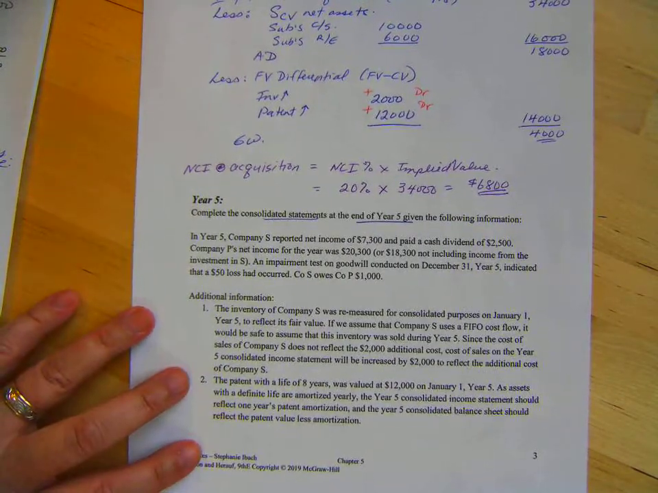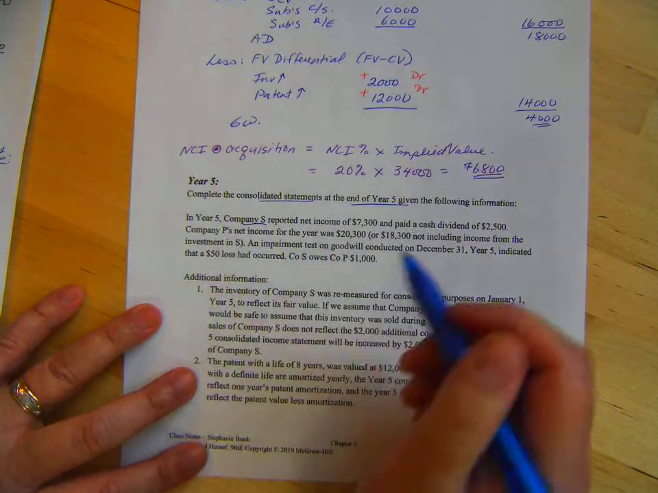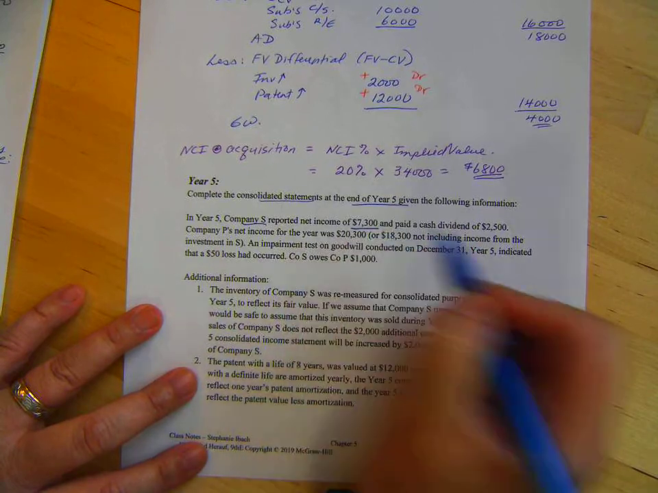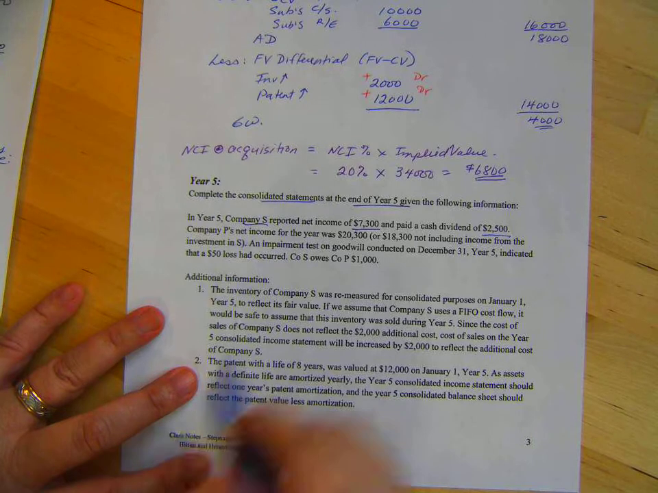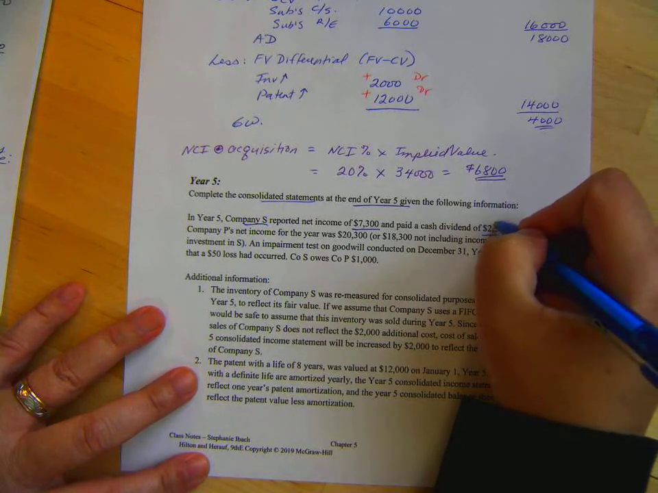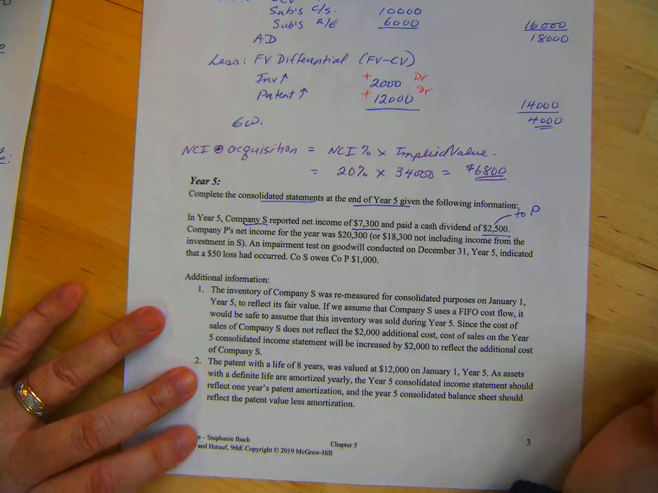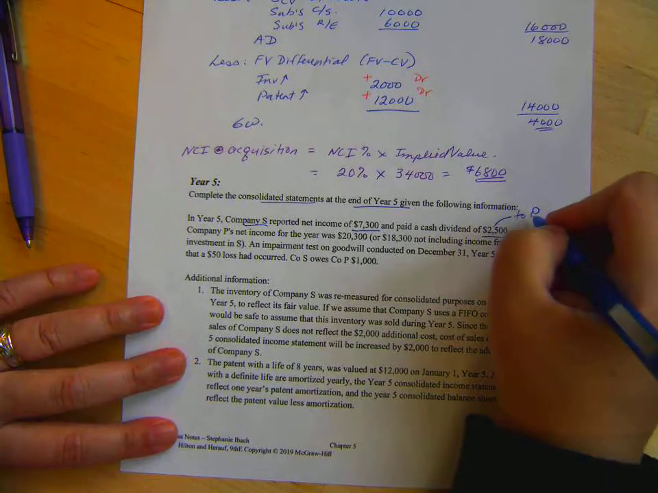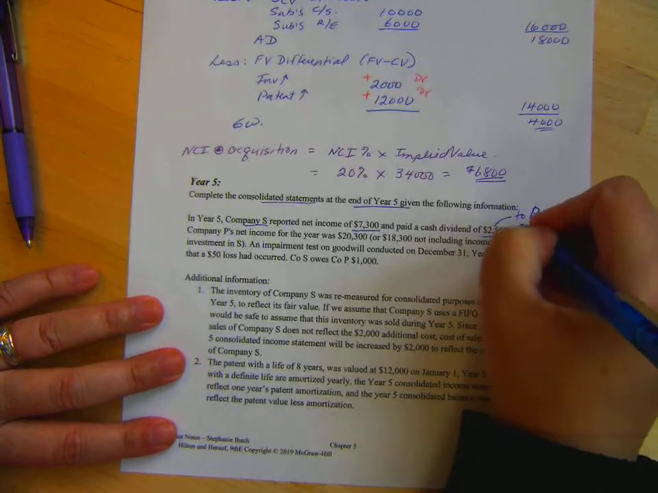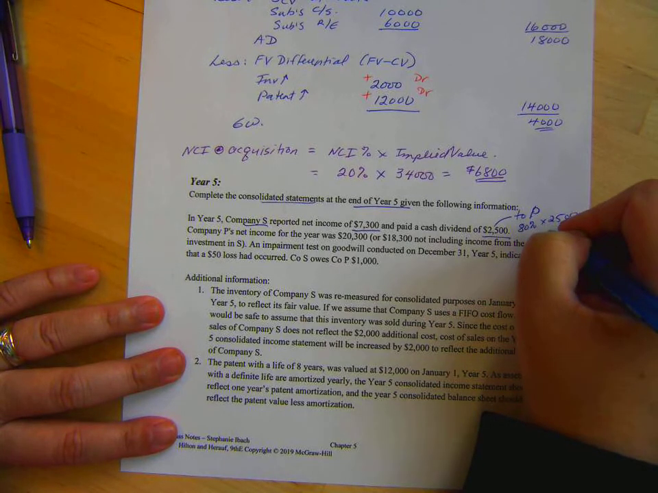So during year 5, company S, the sub, reported a net income of $7,300 and paid a cash dividend of $2,500. Now, how much will go to the parent? Not all of it, but 80%. So just 80% times 2,500 gives us 2,000 to the parent.